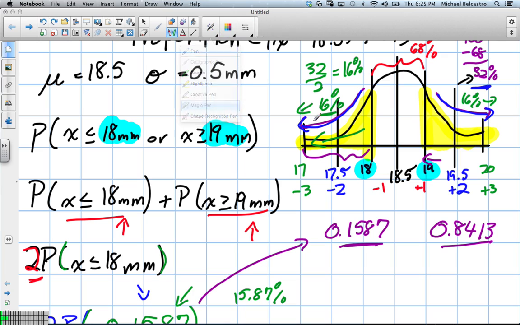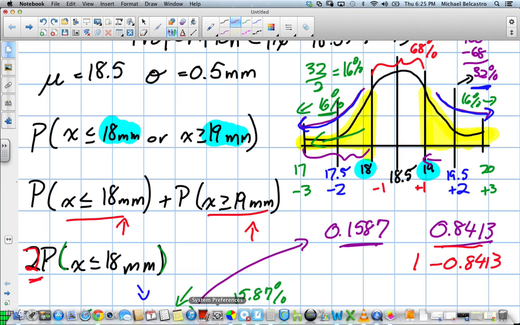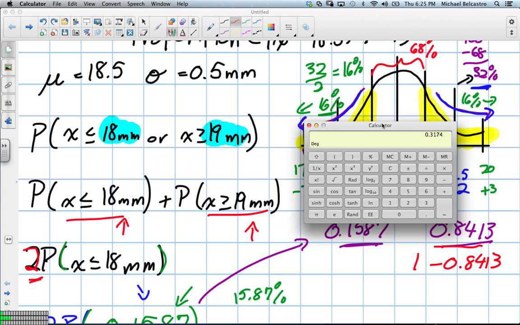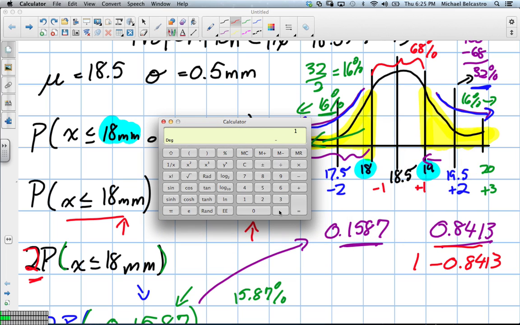But the reason being is because this amount, which is our 15, is to the left of that, where our 84, that's the area to the left of this. But we're not looking for the area to the left of that. We're looking for the area to the right of that. So in order to actually find the area to the right of that, we have to take 1 and subtract that amount, right? 0.8413. Okay. So when we take 1 and subtract that amount, we'll bring up our calculator. 1 subtract 0.8413 is equal to 0.1587.